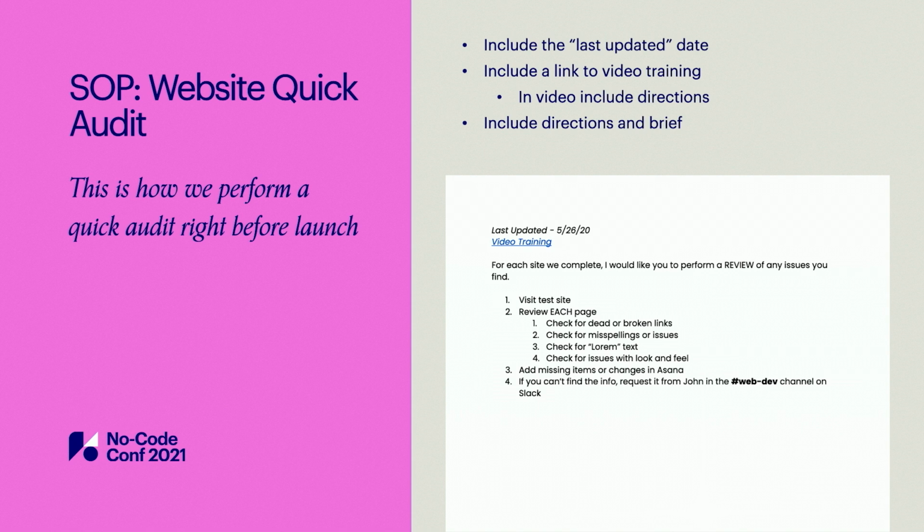So if we look at this from the perspective of, okay, I'm coming in as a new team member, I'm given this training from my other team member or an account executive. So we break down the directions. For each site we complete, I would like you to perform a preview of any issues you find. And then we just list it out. Just review each page for dead or broken links, misspellings or issues, lorem ipsum text, issues with look and feel, just all of those items.